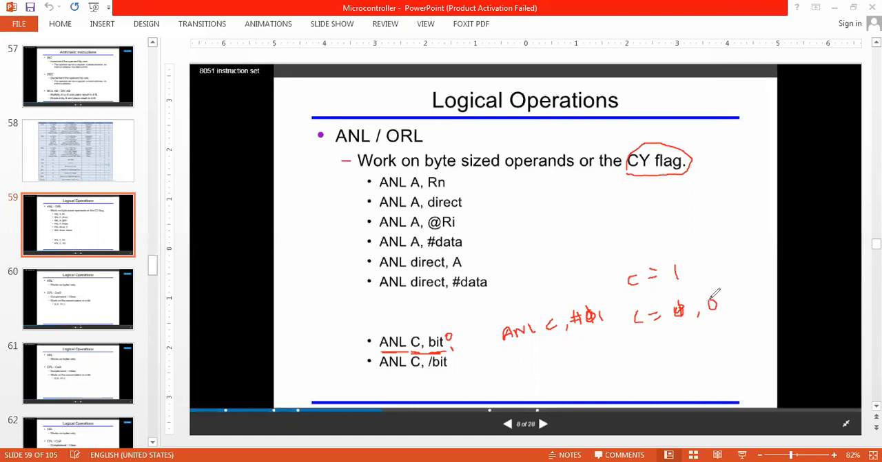We all came to know this in digital electronics. AND logic: this works upon a single bit, and these work upon byte-sized operands or the single bit CY flag. Right? Understood?